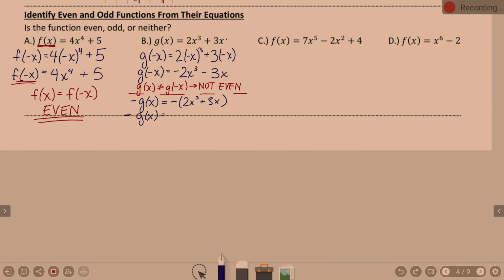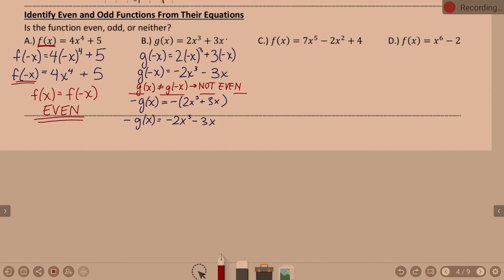If we distribute a negative, what does this end up looking like? Like right on that line. If you distribute that negative, what does this become? Okay. Negative times 2x to the third is negative 2x to the third. Negative times 3x is minus 3x.